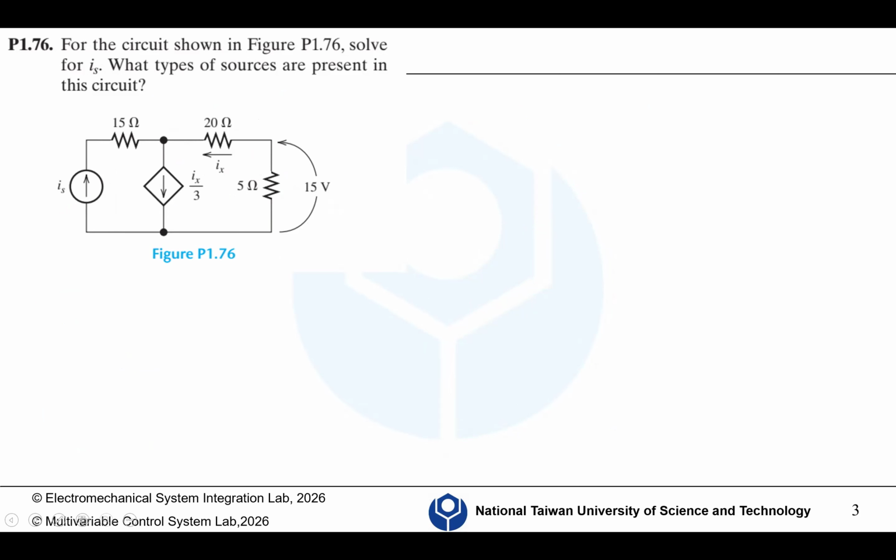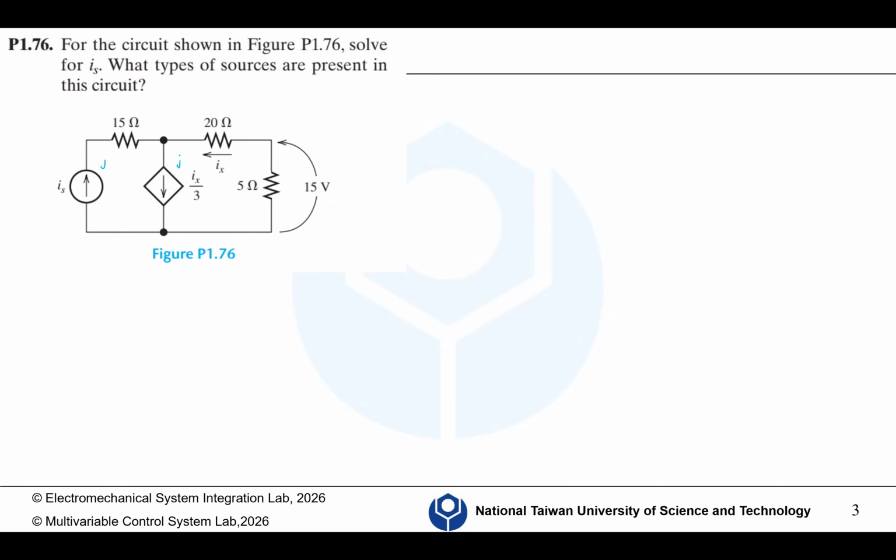Okay, here it is an independent current source. This is a dependent current source. Solve for Is. What type of sources are present in the circuit? Okay, so it has an independent current source and it has a dependent current controlled current source. So by observation, what do we have?